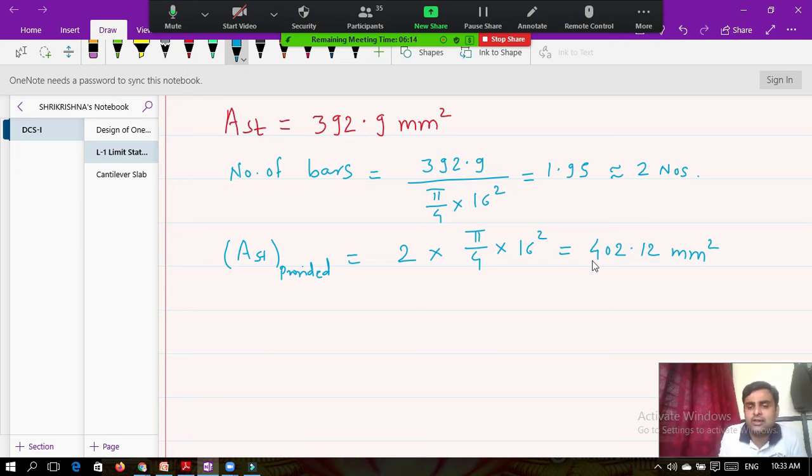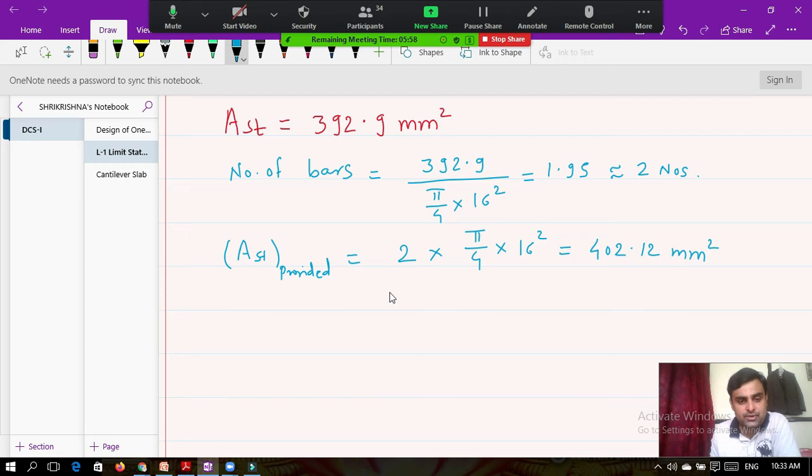So now for this area of steel, calculate the percentage of steel. Okay. Now calculate what is the percentage of steel. So we need to calculate the percentage of steel now. How to calculate the percentage of steel? So I will write here the formula.